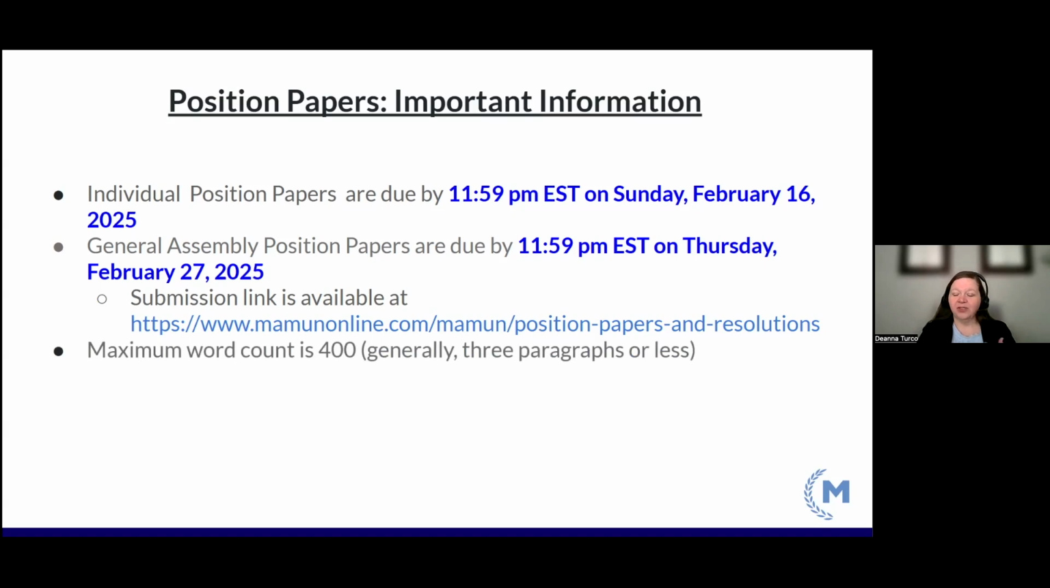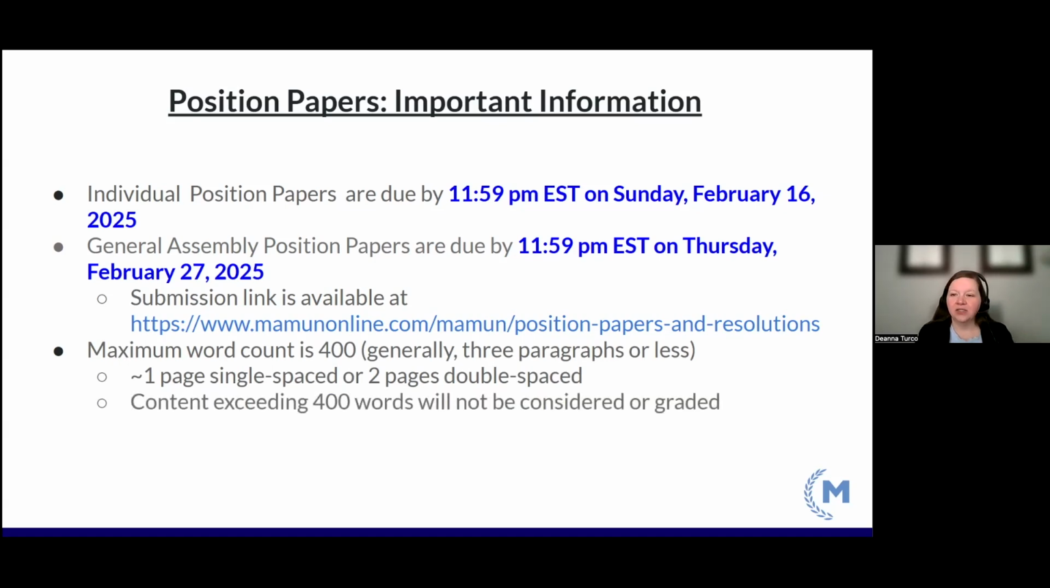Now, things to know. Your position paper should be a maximum word count of 400. That's generally 3 paragraphs or less. It's also about the equivalent of 1 page single spaced or 2 pages double spaced. But we're talking 3 total paragraphs here. The submissions will not count anything beyond 400 words. Even if you put them in, it will either cut off, or if it doesn't cut off, we as staff will not read them and will not grade that. So keep it to 400 words.